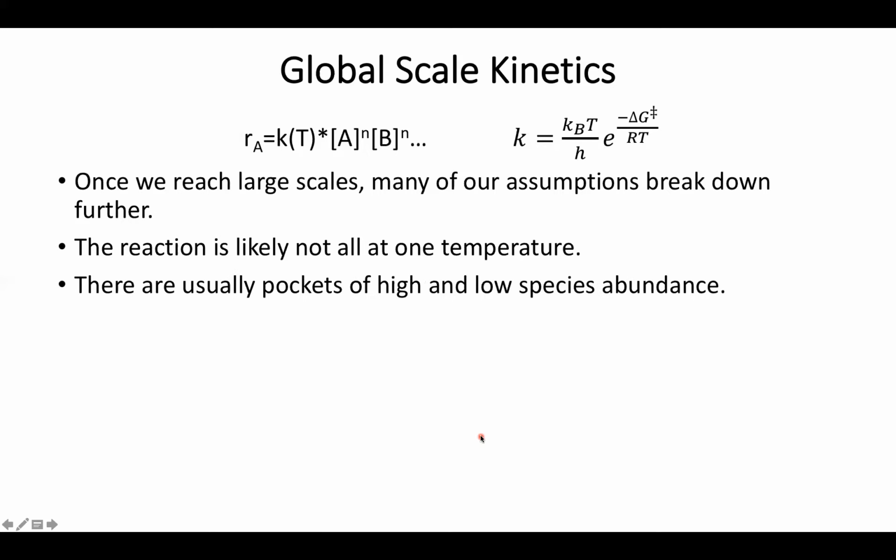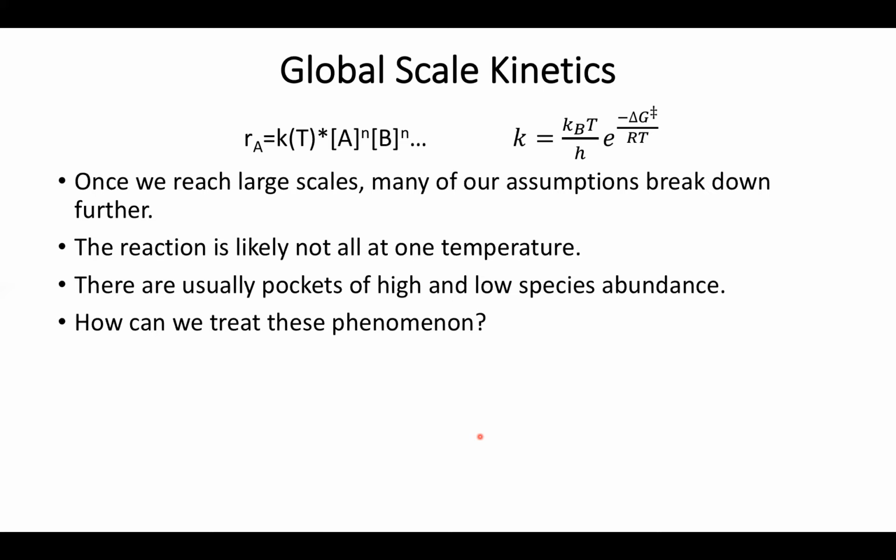And similarly, we may end up running into pockets of high or low concentration. This most classically occurs when you're making use of a catalyst, where you may end up with a zone of depleted reactants near the catalytic surface, and this can greatly slow down the reaction. So then the real question is, how do we treat these phenomena?